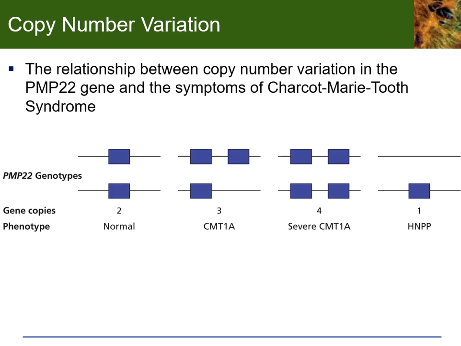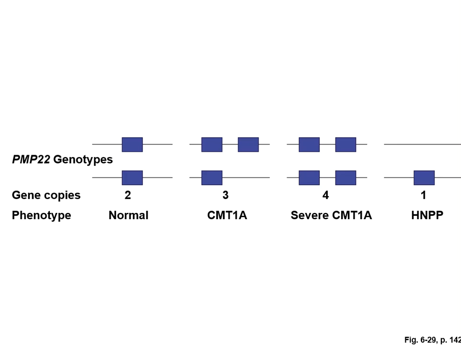Now, copy number variation. The relationship between copy number variation and the PMP22 gene and the symptoms of Charcot-Marie-Tooth syndrome. You'll see here that having more than 2 copies of this gene can cause CMT. As the copy number goes up, the symptoms become more severe.